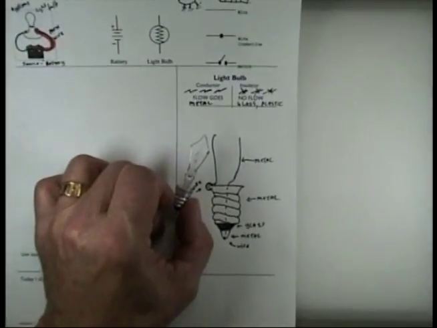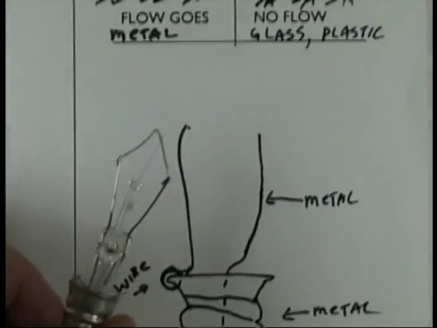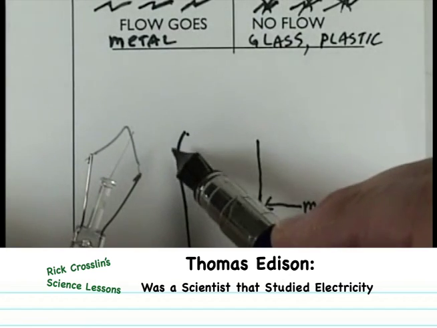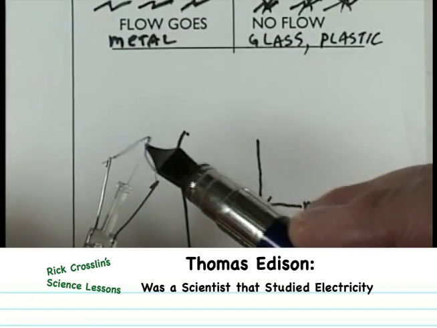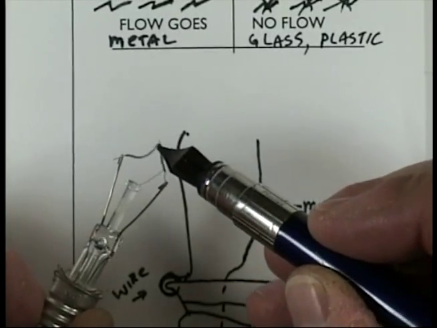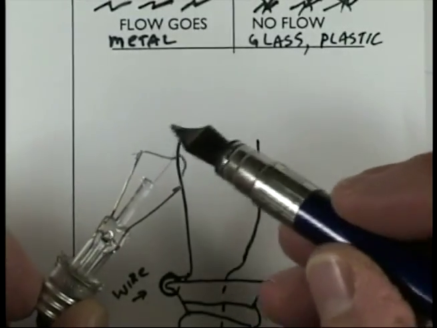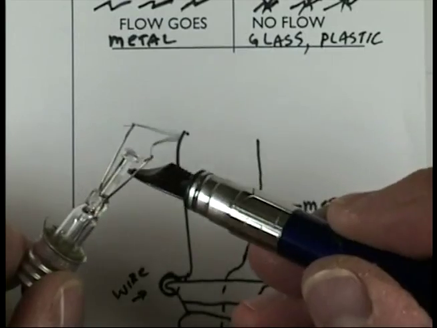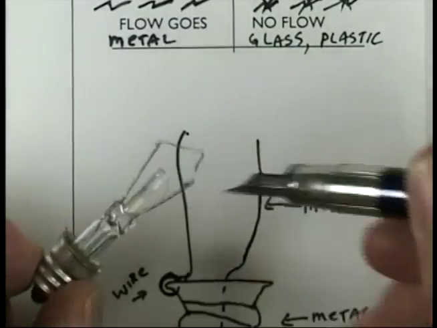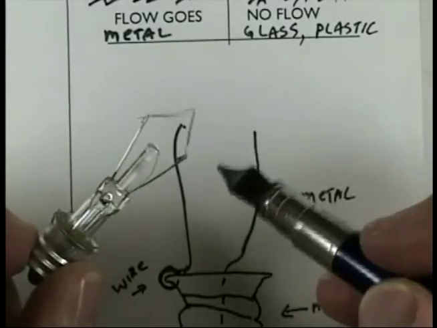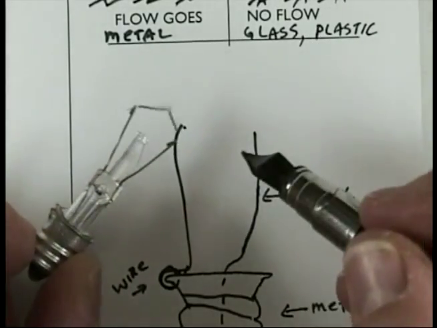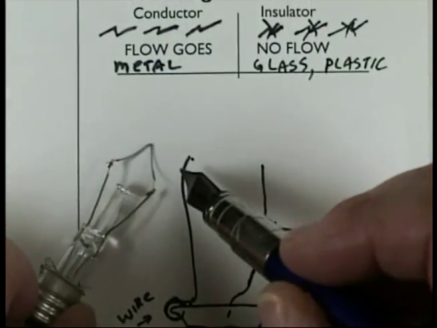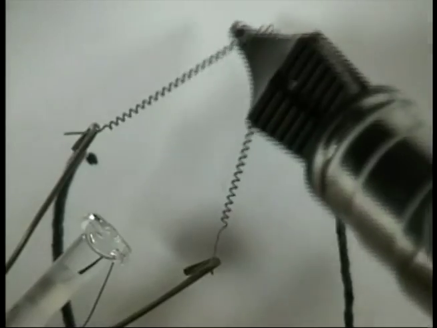Oh, look what's going on here. Look. I have something connecting these. Now, Thomas Edison was a scientist who studied electricity, and he worked a long time to try to find out what he could put across these two posts that would heat up and give off light. So if you look at this, check it out. It is a cool material, and it's connected, it's springy.